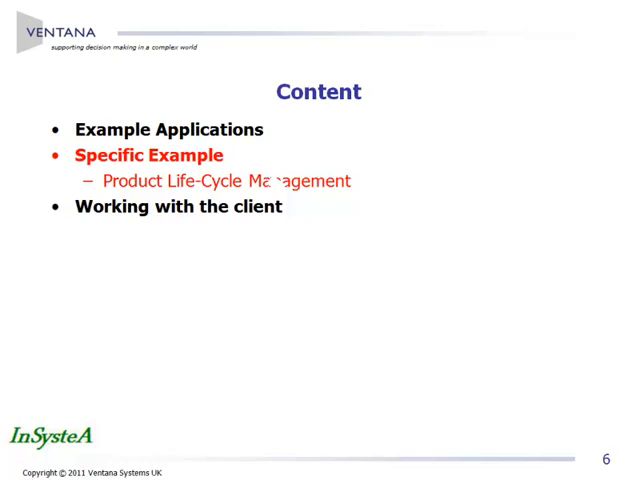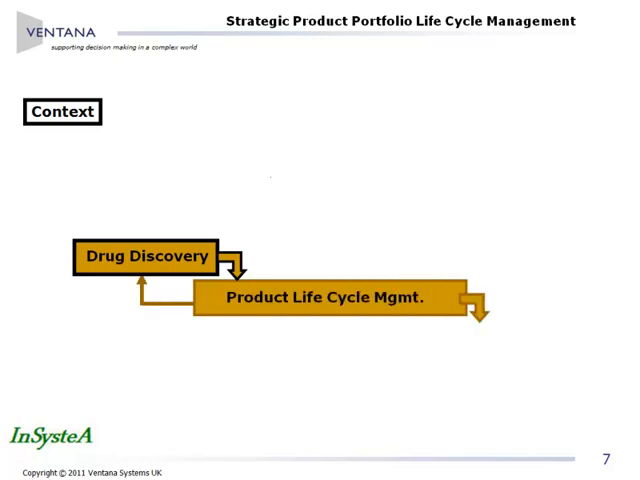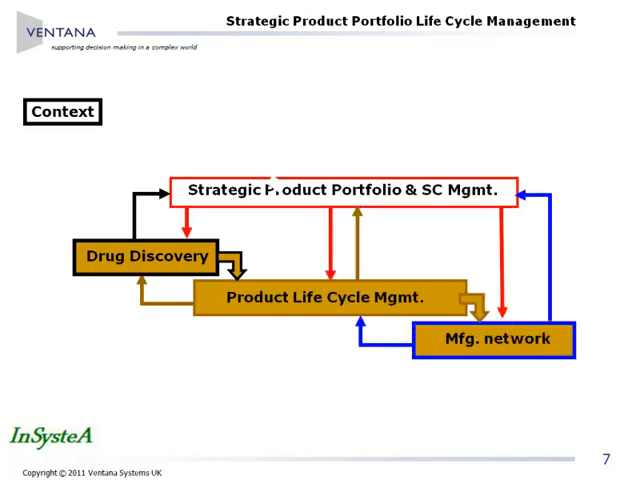The specific example is product lifecycle management. Some of the slides I have here were presented at a product lifecycle management symposium a few months ago in London, and were created by Matteo Novick. His style of slides is somewhat old-fashioned. Okay, so when we put what we're doing into context, we have drug discovery, product lifecycle management, manufacturing network, and what they call in the organisation strategic product portfolio and supply chain management.